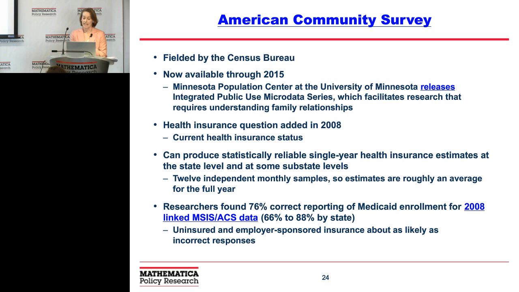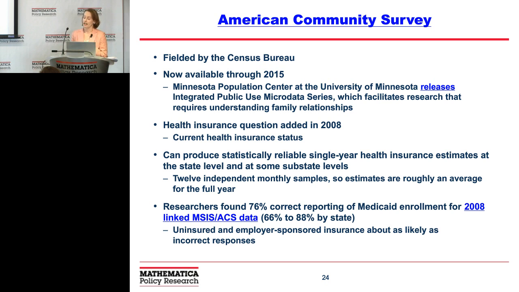Researchers have found that in the ACS data, people are accurate about 76% of the time in reporting their Medicaid enrollment. This was using data linked to 2008 administrative data. Really important, that varied from 66 to 88% by state. So again, it can be hard to compare across states given that the undercount can vary so dramatically by state. And interestingly, people were incorrect about equally as often in saying they were uninsured or that they had employer-sponsored insurance when they, in fact, were on Medicaid.